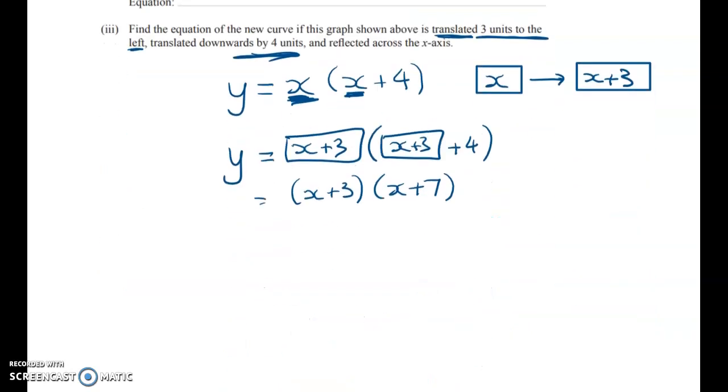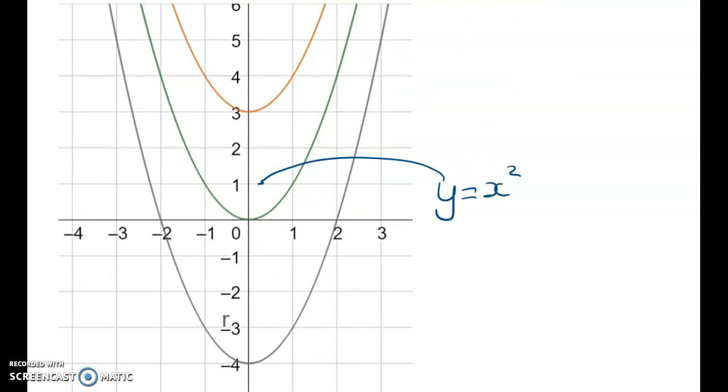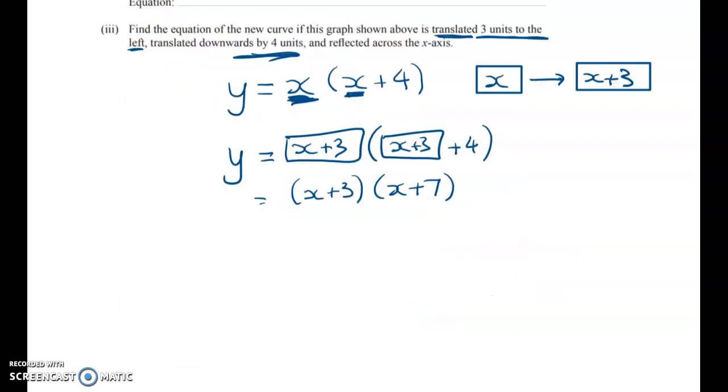When we're doing a downwards shift in an equation, it's really easy. So for example, on this graph, the green one is y equals x squared. Shifting up by 3, we just bang on a plus 3 on the end. Shifting down by 4 to this one, we're going to take 4 off. This is by far the easiest of the transformations. So down 4.